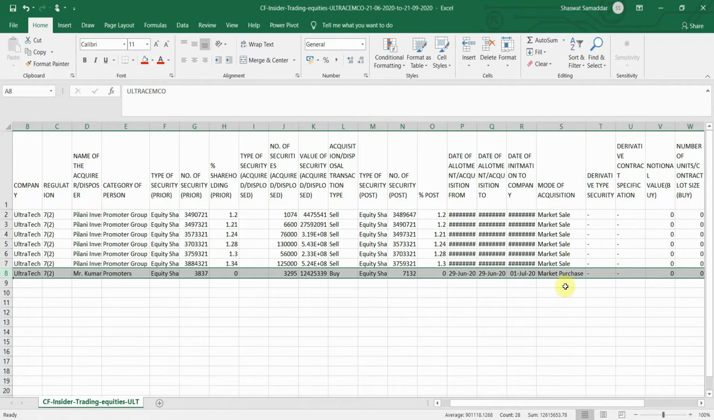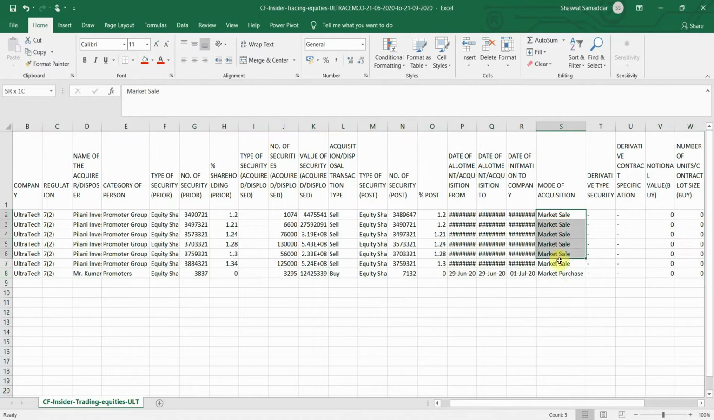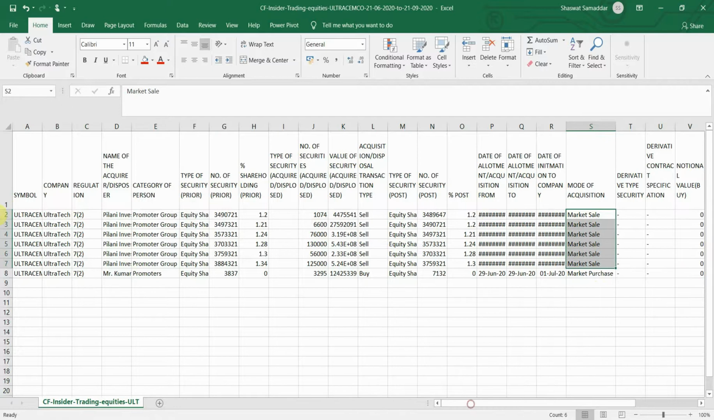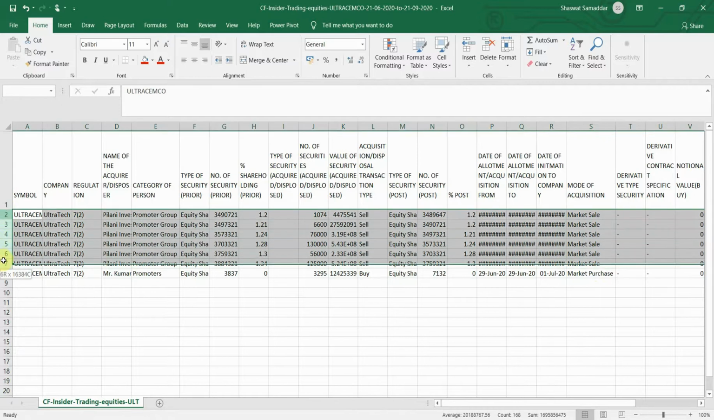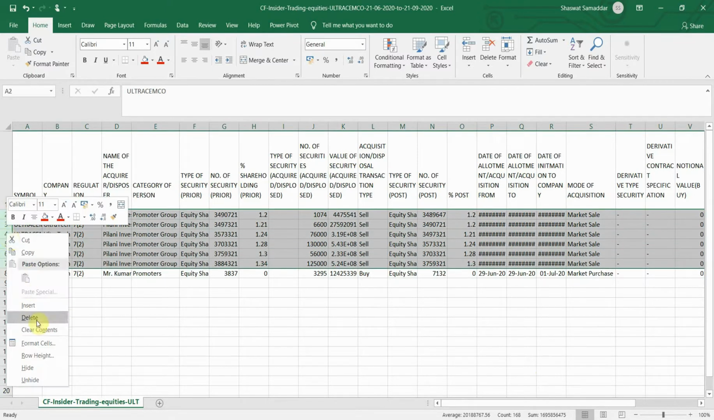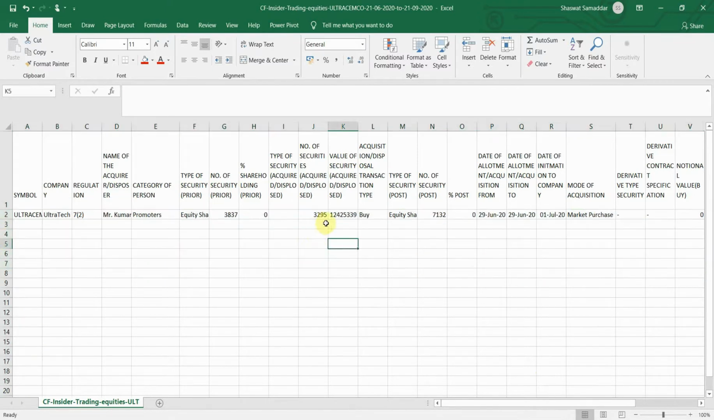Next we want the mode of acquisition to be only market purchase, nothing other than that. As you can see, there is market sale in all the rows. I'll just go ahead and delete all those rows. So we are left with only one row.